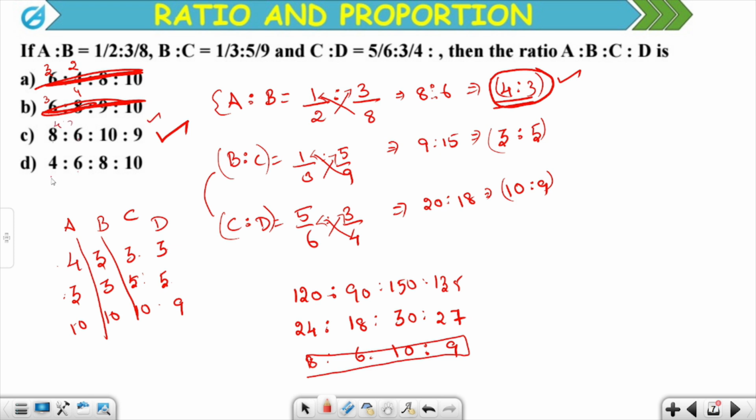Next, 4 is to 6, which is nothing but 2 is to 3. So this is also not the option. So what is the only option? It's nothing but 8 is to 6 is to 10 is to 9. Okay, next.